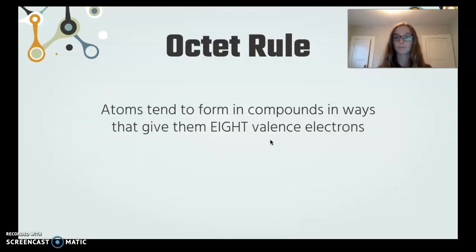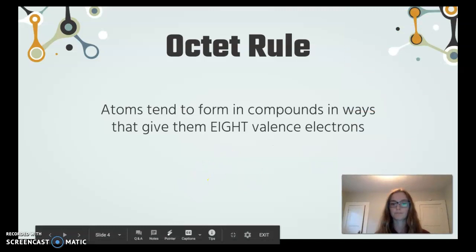Well, you may have guessed that octet had something to do with the number 8, because if we think of octagon, for example, that is a shape with 8 sides. So the octet rule means that atoms tend to form in compounds in ways that give them 8 valence electrons. So in order to be stable, every atom wants to have 8 valence electrons around it. And we've talked in class about what valence electrons are. And then what you should have noticed from the past slide is it talked about hydrogen does not follow the octet. So hydrogen is an exception to it, and hydrogen just prefers 2 valence electrons around it.